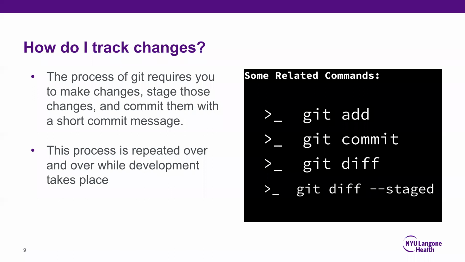Some related commands include git add, which will allow you to stage your changes, and then git commit, which allows you to commit those changes to a repository. And then if we wanted to see the difference between our commits, we can use something like git diff or git diff --staged.